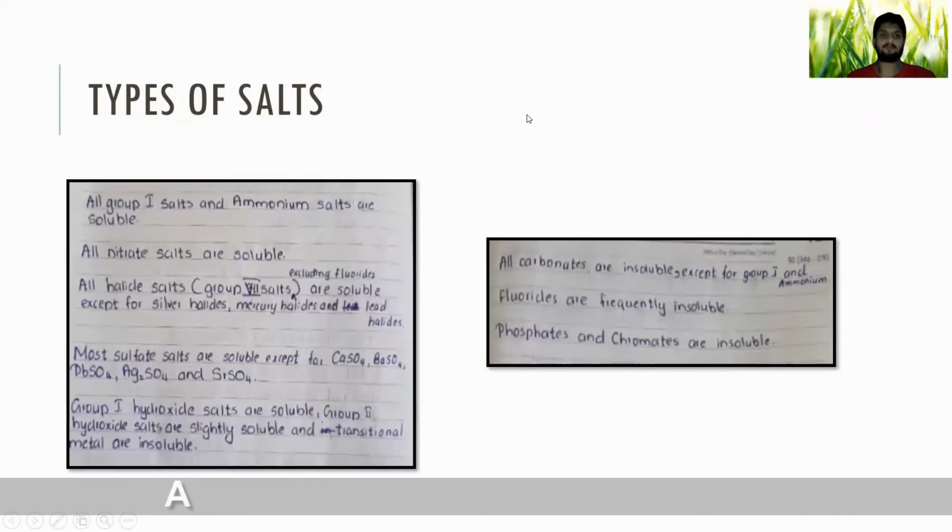So, types of salts. There can only be two types of salts: one type is soluble and the other is insoluble. The notes you can see on your screen are notes that I made. For example, all group one salts, that means a sodium salt, potassium salt, any group one salt, and ammonium salts are soluble. Similarly, all nitrate salts. It could be calcium nitrate, sodium nitrate, magnesium nitrate; any nitrate salt is soluble.